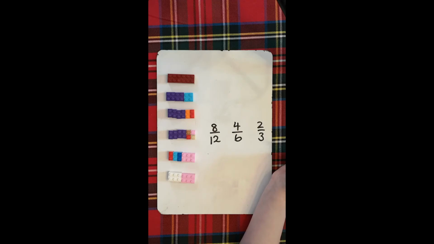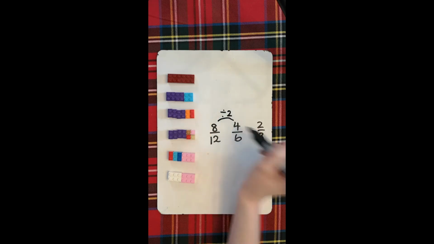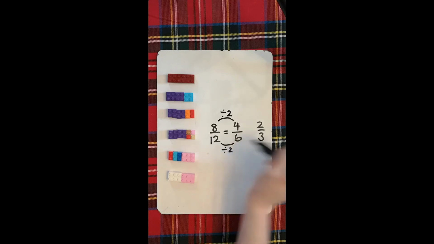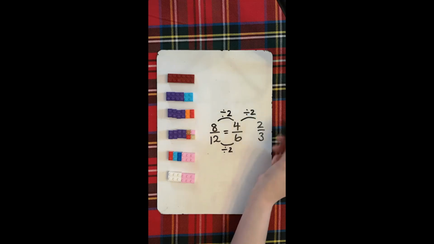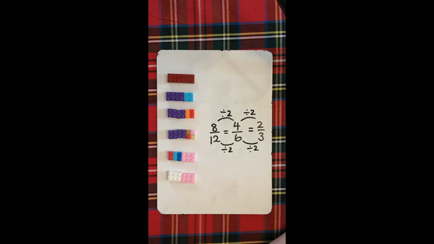So we've been looking at multiplying to make equivalent fractions. Let's see if we can do it by dividing this time. So if I want to get from 8 to 4 and 12 to 6, I can divide by 2. 8 divided by 2 is 4, and 12 divided by 2 is 6. Then I can do the same thing again. I can divide by 2, I can half my numbers. So 4 divided by 2 is 2, and 6 divided by 2 is 3.